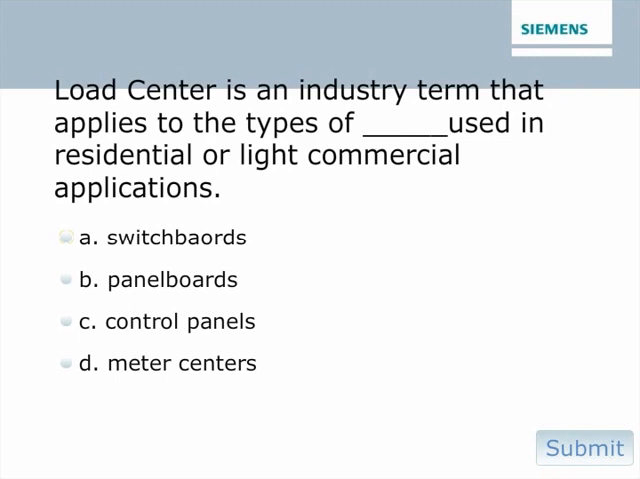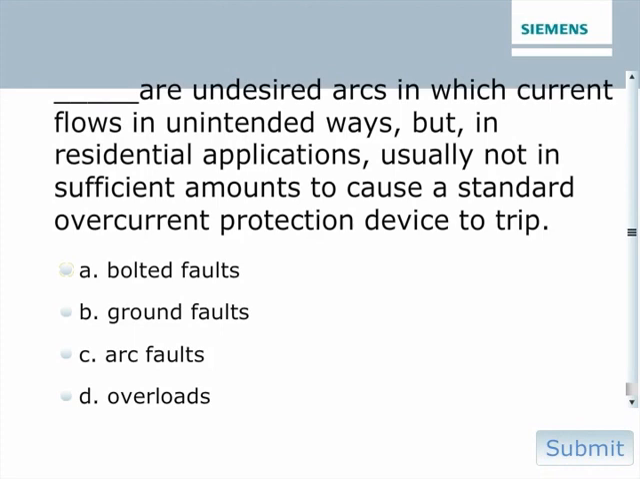Load center is an industry term that applies to the types of blank used in residential or light commercial applications. A, switchboards, B, panel boards, C, control panels, D, meter centers. Blank are undesired arcs in which current flows in unintended ways, but in residential applications, usually not in sufficient amounts to cause a standard overcurrent protection device to trip. Is it A, voltage faults, B, ground faults, C, arc faults, or D, overloads?